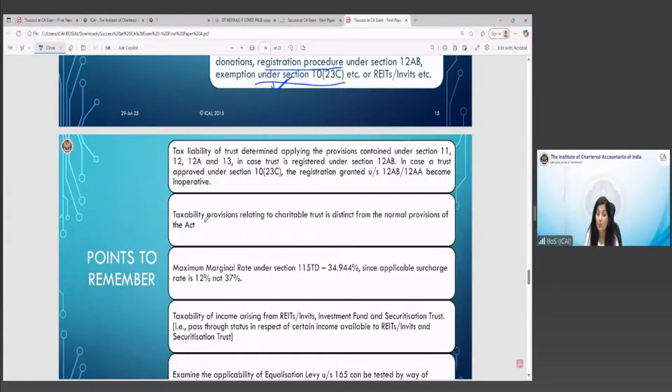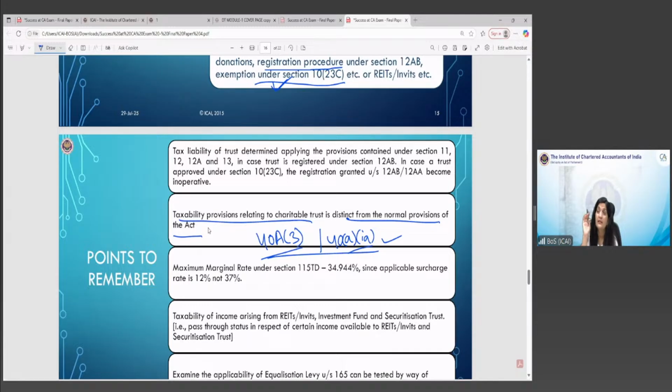Points to remember. What are the important points you have to remember? That the taxability provisions of the charitable trust are distinct from the normal provisions, though section 40A(3) is applicable, mutatis mutandis. Your TDS provisions, 40A(1A), are applicable, right? ये कुछ provisions हैं जो mutatis mutandis लगते हैं, means if the trust has not deducted the TDS, then 30% of the expenditure is not allowable as your application of income, right? If the trust is making the payment in cash exceeding 10,000, then that will not be considered application of income.